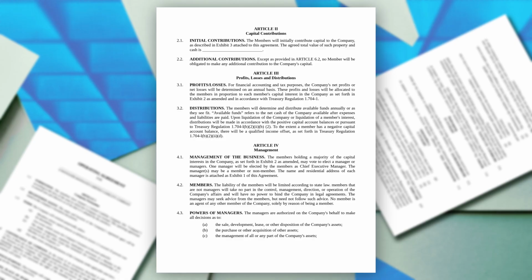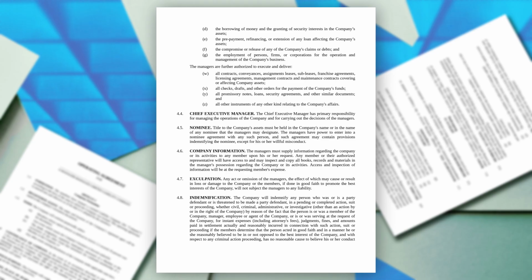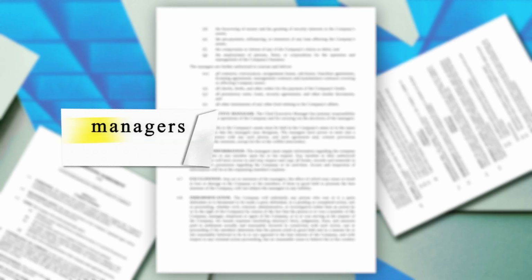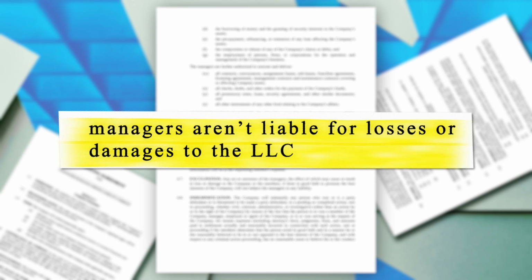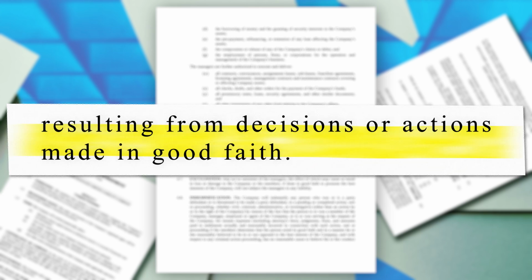This article assigns responsibilities to managers such as making decisions, executing contracts and agreements, keeping records, or responding to member requests for information. The Chief Executive Manager is responsible for primary operations as well as carrying out decisions of other managers. Another important piece of this article is that managers are not liable for losses or damages to the LLC resulting from decisions or actions made in good faith.